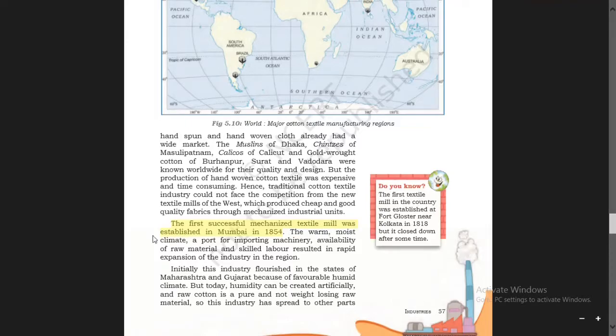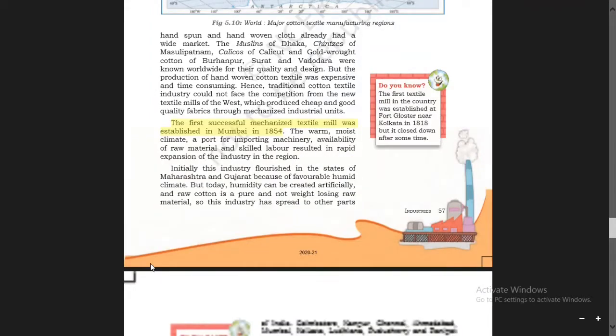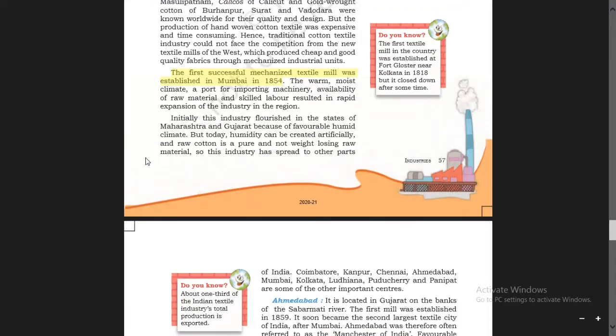The warm, moist climate, a port for importing machinery, availability of raw material, and skilled labor resulted in rapid expansion of the industry in the region. So these are the factors which resulted in a rapid expansion of the industry in the region.